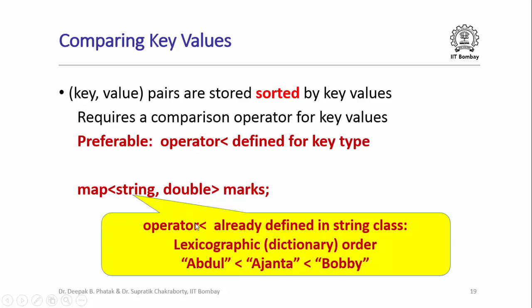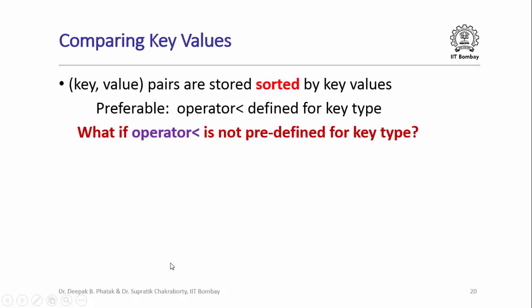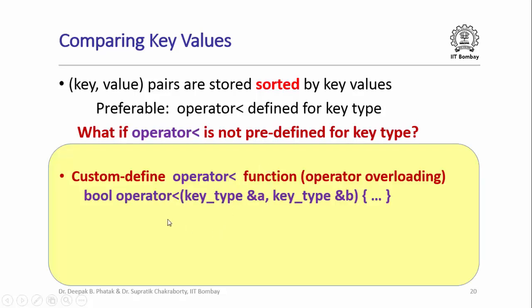So when we use the string class, we got this for free because it was already predefined in the string class. What if the less than operator is not predefined for the key type? Well, then you have to custom define the less than operator by using operator overloading. So you have to create a function operator less than either as a member function of your class or as a non-member function. So here I have shown it as a non-member function. This operator less than function must take two elements, both of key type, and it must return a boolean true or false, telling us when one key is less than the other key.